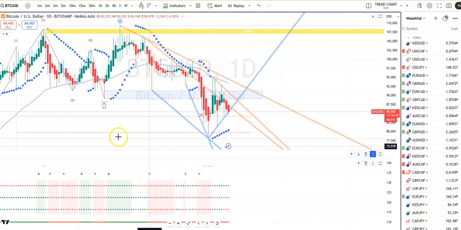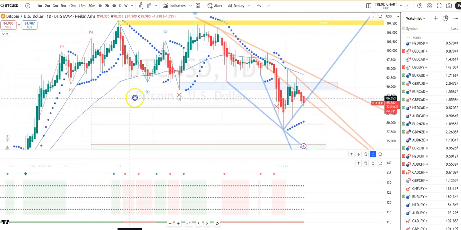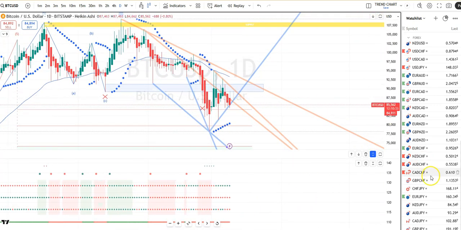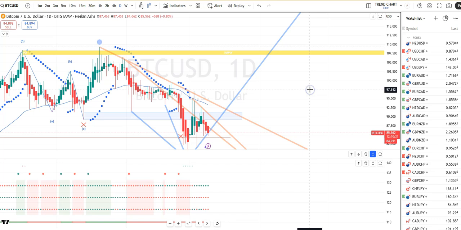Bitcoin's doing nothing. I wouldn't touch Bitcoin. Hold your wallets. If you've got wallets, I've got a wallet. Just hold it. It will go up to 100,000 or even further this year.